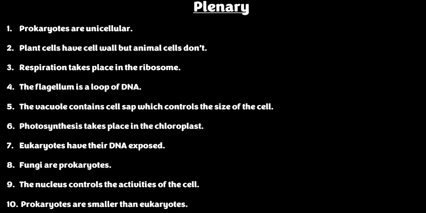Let's finish off with this preliminary quiz. Take a moment for each question. Prokaryotes are unicellular. That is true. Plant cells have a cell wall, but animal cells don't. That is true. Respiration takes place in the ribosome. That is false. Respiration takes place in the mitochondria. Protein synthesis is what takes place in the ribosome. The flagellum is a loop of DNA. That is false. The loop of DNA is the plasmid.